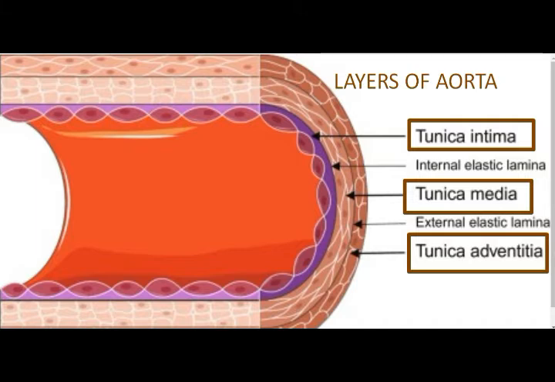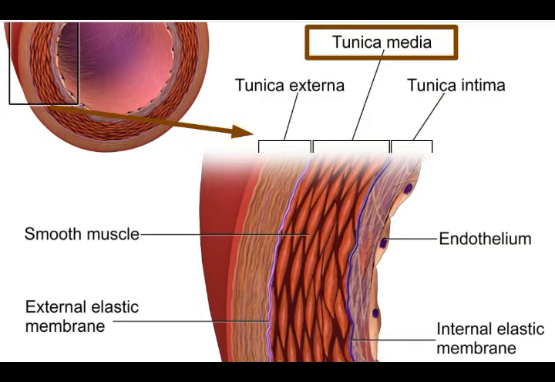Middle layer or tunica media. This layer is made of smooth muscle tissue and elastin and collagen, which are proteins. It is at this point that elastin and connective tissue are highest in capacity or higher in numbers. These substances enable the aorta to meet your body's changing blood flow needs.